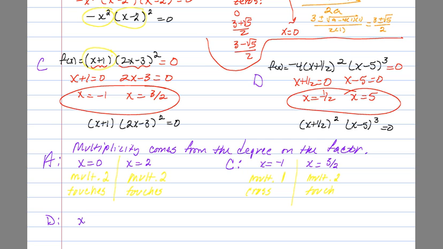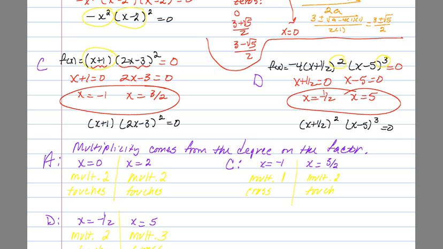We came up with zeros of x equal negative 1 half and x equal 5. Now let's check out the multiplicity. What's the degree on the factor that a negative 1 half came from? The degree was 2, so the multiplicity is 2. What's the degree on the factor that 5 came from? 3, so the multiplicity is 3. Now let's decide if it crosses or touches the x-axis. The multiplicity is even, it's going to touch the x-axis. The multiplicity is odd, it's going to cross the x-axis.